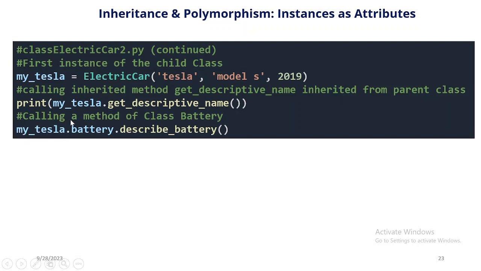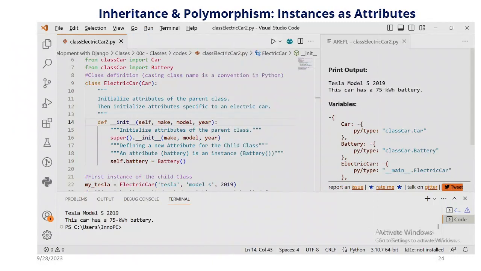Because when we created this attribute battery for the new class, we actually inherited a whole class Battery. So that's why the second dot is coming in. We are now using this attribute to call a method from an entire class. So whenever you are working in Python and you see a dot here, a dot there, you can have an idea of what is exactly happening in the background. Okay. So when you run the program, this is what you get. Tesla Model S 2019. This car has a 75 kilowatt hour battery.